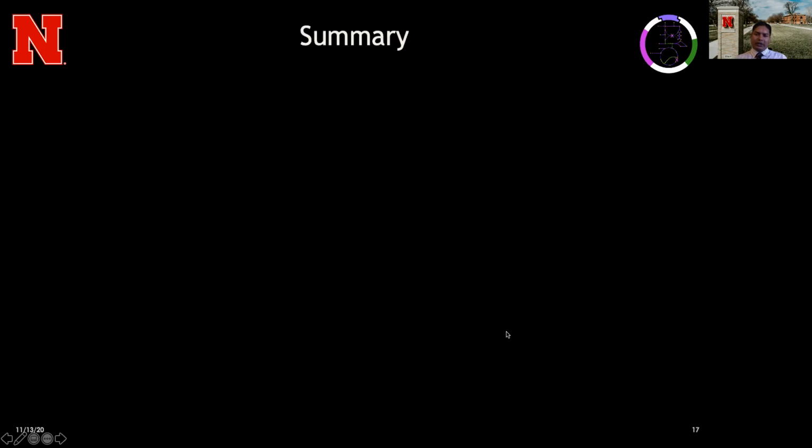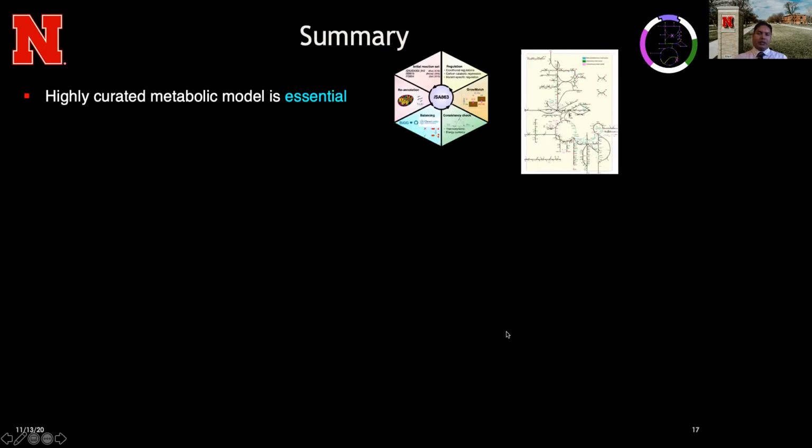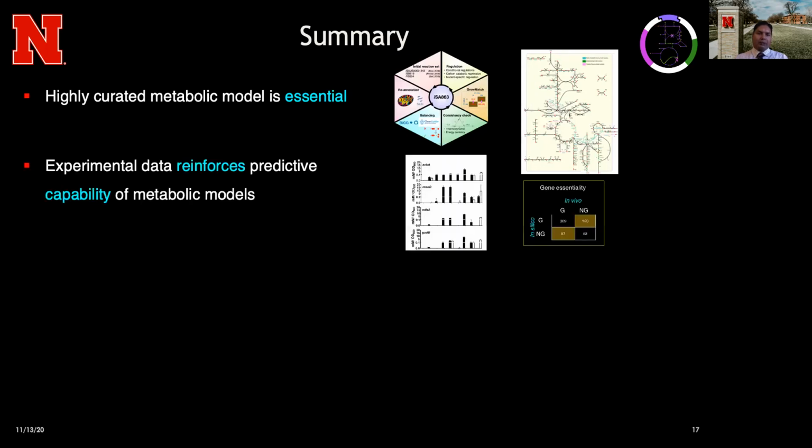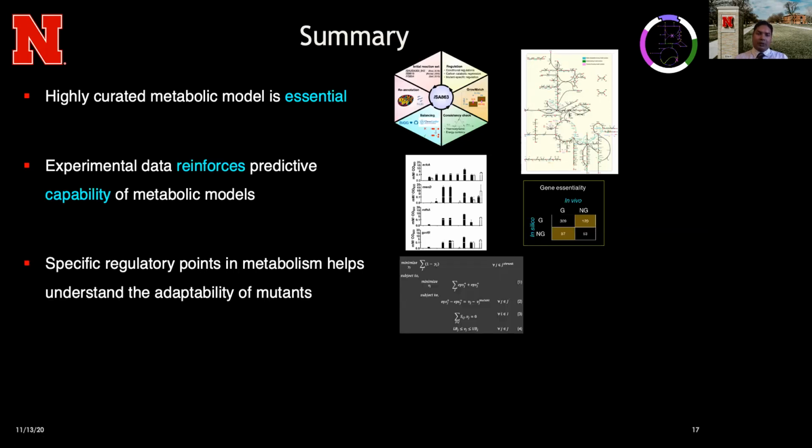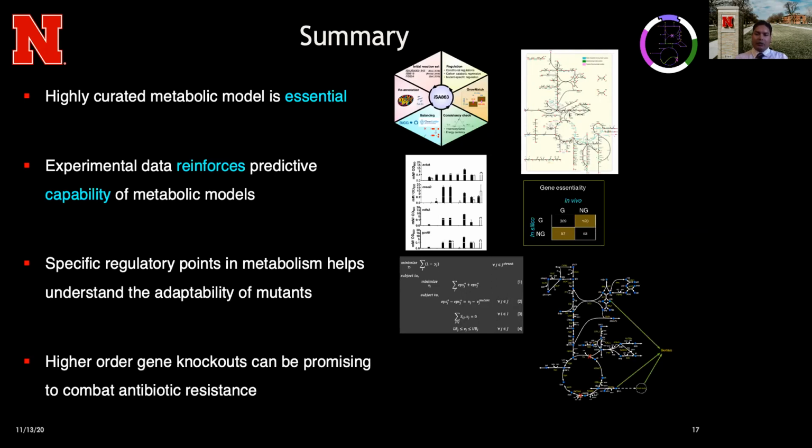So to quickly recap, I tried to convince you that a highly curated metabolic model is essential and how experimental data can reinforce the predictive capability of metabolic models. I showed how specific regulatory points in metabolism help understand the adaptability of mutants, and then what we can do to find higher order gene knockouts that can be promising to combat antibiotic resistance.